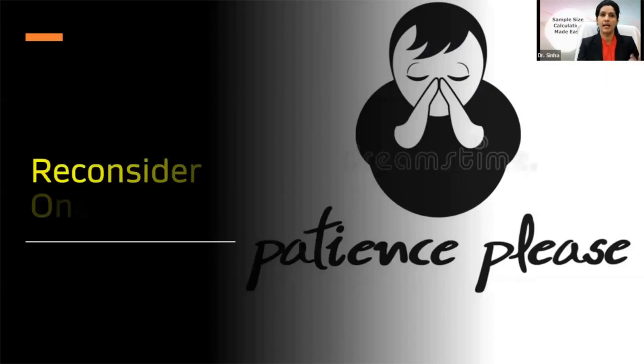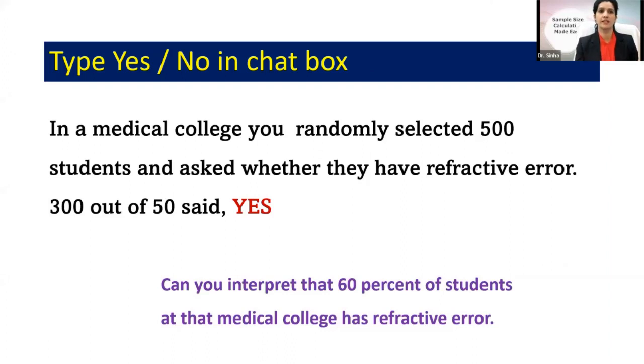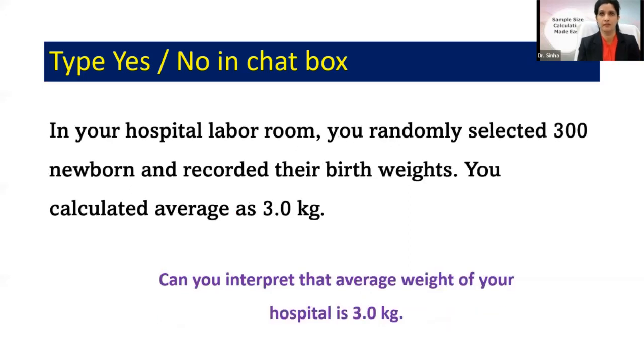Still, you have to answer the same questions once more. In this case you have only 2 options, yes or no. From that college, you have selected 300 students, and 180 said yes. Now can you say that 60% of the students at that medical college have refractive error? So what will be your answer? By mistake it has been written 500. You randomly selected 300 and 180 out of 300 said they have a refractive error.